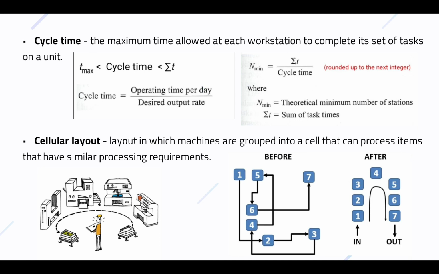Cellular layout. It is a layout in which machines are grouped into a cell that can process items that have similar processing requirements. This is like all the processes needed are in one place, like how the mitochondria and nucleus work together in one cell. An illustration here shows the product and process layouts. The before represents the process layout or functional layout, while the after represents the product layout or cellular layout.